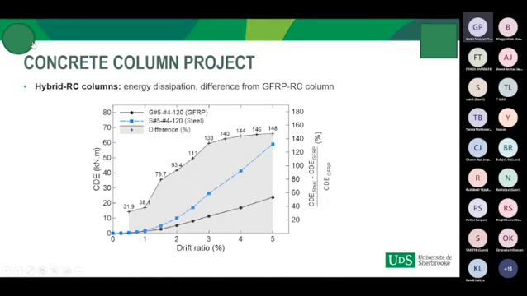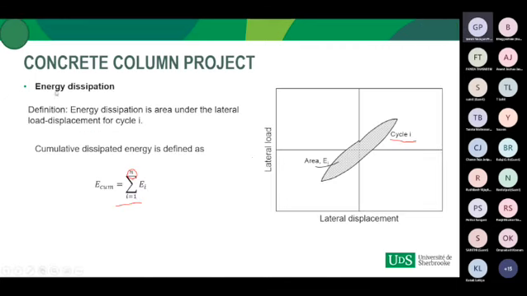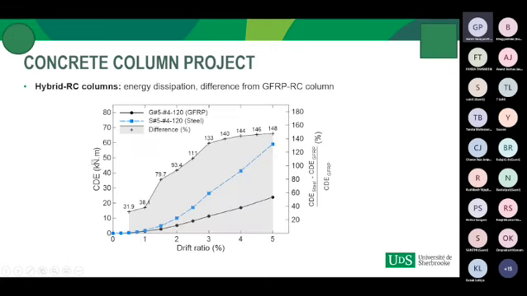So as I already told, this is how we calculate the energy dissipation and the cumulative energy dissipation. The cumulative dissipated energy in the hybrid reinforced concrete column was much higher. I am comparing the hybrid reinforced concrete column and the GFRP reinforced concrete column. The hybrid column was much higher than the GFRP reinforced concrete column.